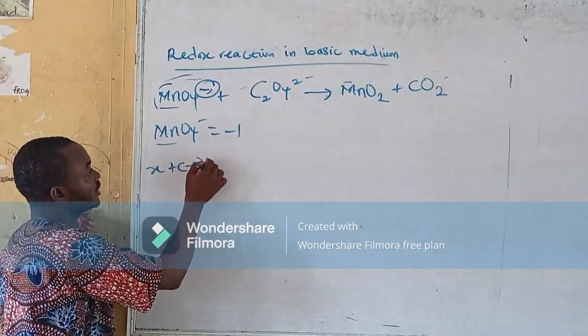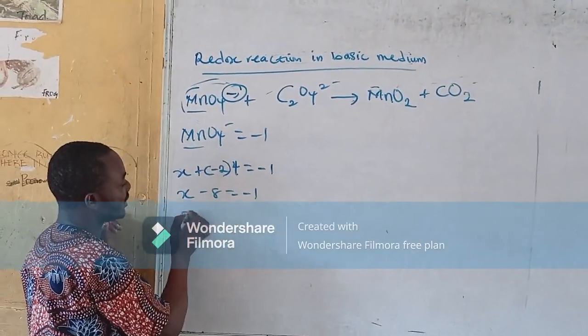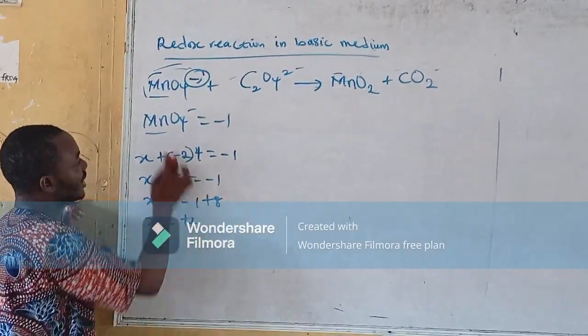times 4 equals minus 1. So x minus 8 equals minus 1. X equals minus 1 plus 8. X equals plus 7. So manganese is plus 7.